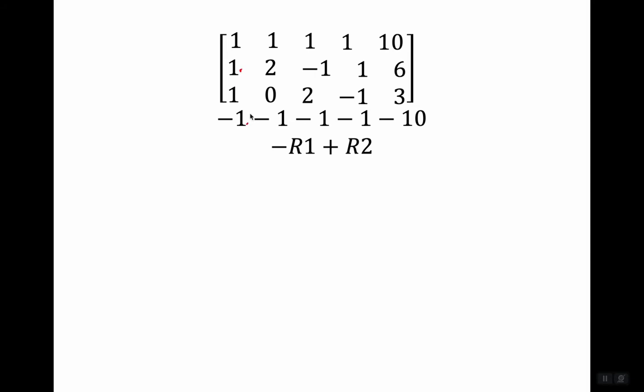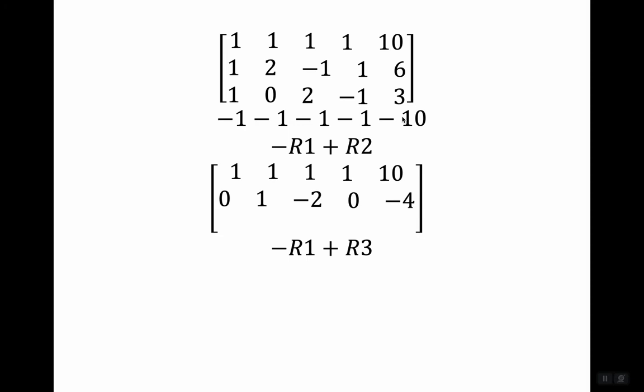1 plus -1 is 0. 2 minus 1 is 1. -1 plus -1 is -2. 1 plus -1 is 0. And 6 minus 10, that's -4. So here's what row 2 is going to look like: 0, 1, -2, 0, -4.